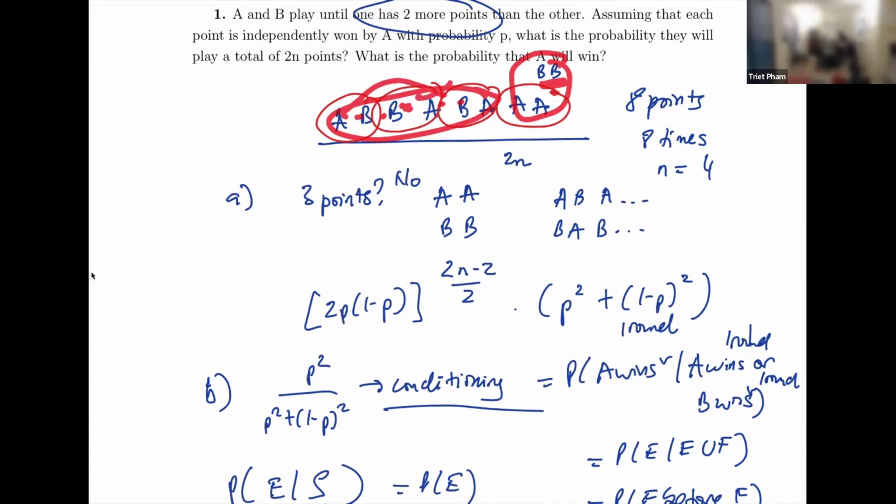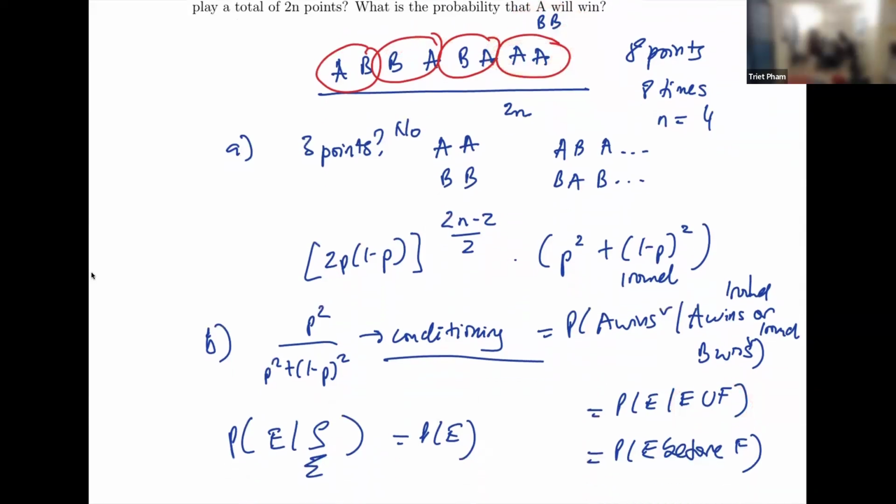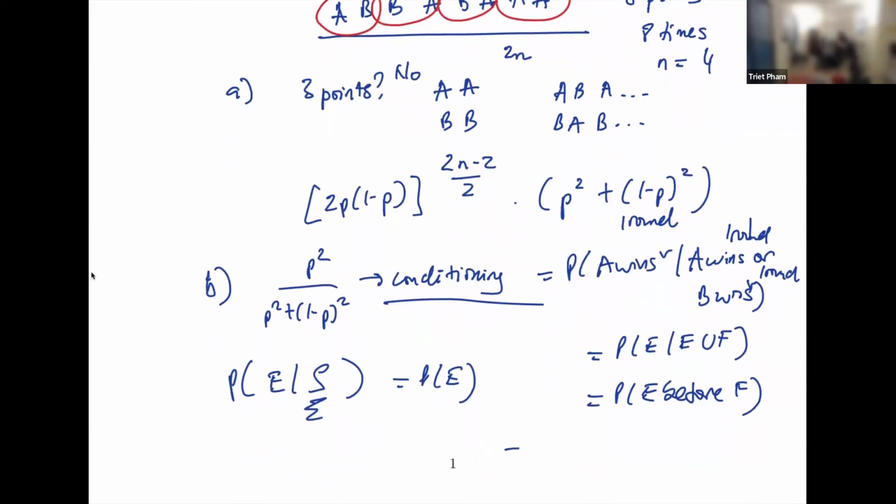The draw basically resets the game. A draw resets the game. So you just keep playing until you are in this event, and that's why you condition on that. And when you're in there, what's the probability you see AA rather than BB? Another way to say this is the probability of A wins a round before B wins a round. Does it make sense? Which comes out to be this answer. So that's the relevance of this question in this lecture.